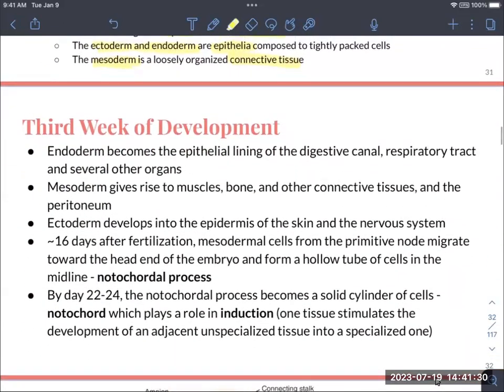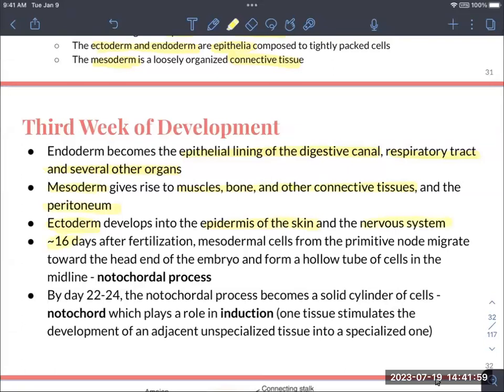So that endoderm becomes that epithelial lining of your digestive canal, respiratory tract, and most of your other organs that have some sort of epithelial cells lining them. That mesoderm, that connective tissue, so muscle, bone, other connective tissues, the peritoneum. Ectoderm gives us our skin, nervous system.